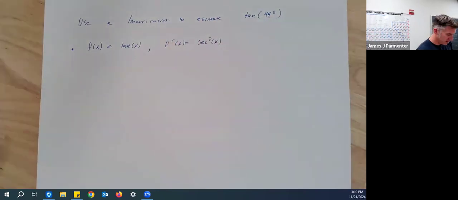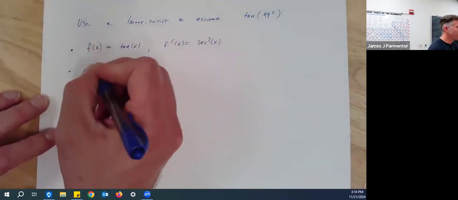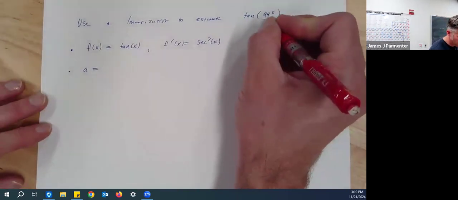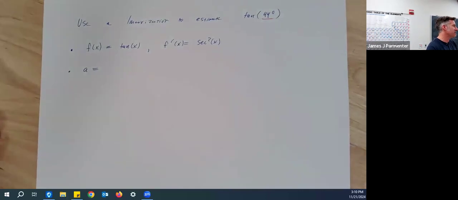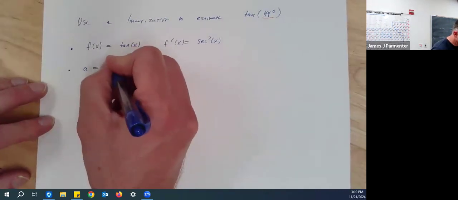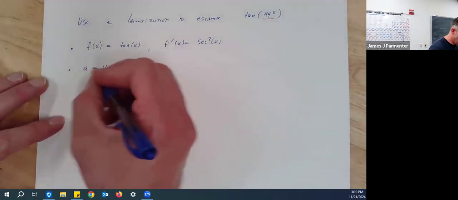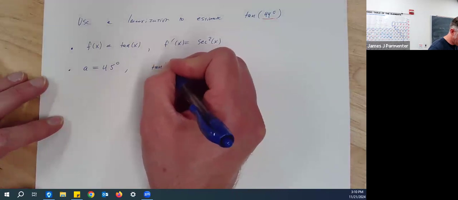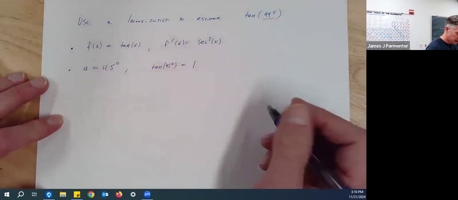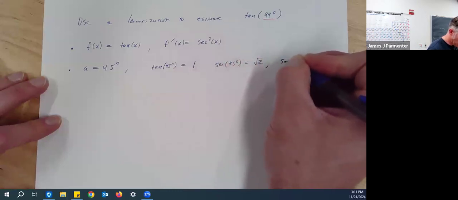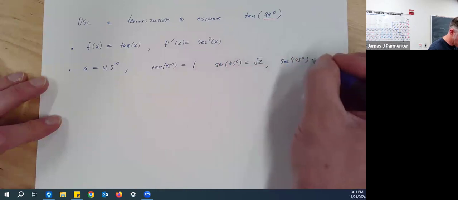And then we need to find the a value. The thing we're going to plug in that's easy to do, that's close to the number that's already in there. So what's an angle that's close to 44 degrees that's easy to take tangent and secant and sine and cosine of? 45 degrees, exactly. a is going to be 45 degrees. It usually should be relatively obvious what your a should be. So then we also know that tangent of 45 degrees is going to be 1. And secant of 45 degrees is the square root of 2. So secant squared of 45 degrees should be the square root of 2 squared, which is 2.